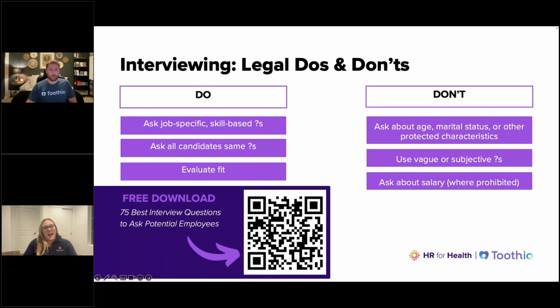What you do not want to ask is anything about age, marital status, or any protected characteristics. A good example of this is you do not want to ask somebody if they are a citizen of the United States. What you can ask them is, are you authorized to work in the United States? Those are two different ways to ask for essentially the information that you're trying to find.